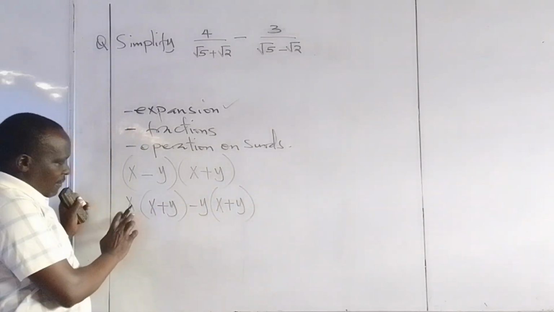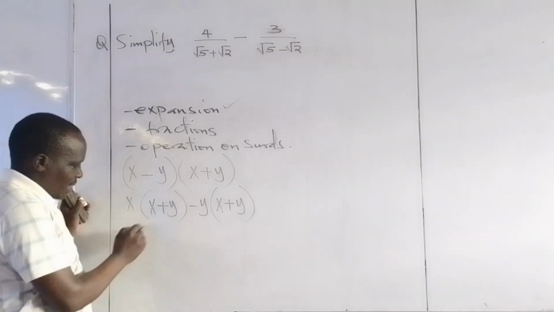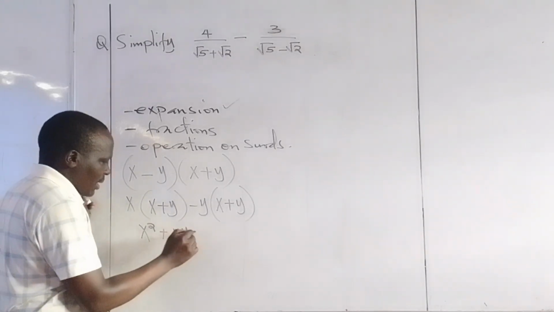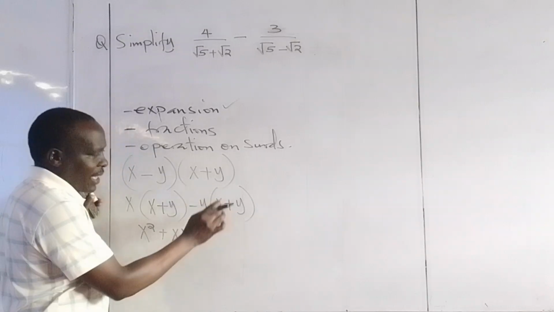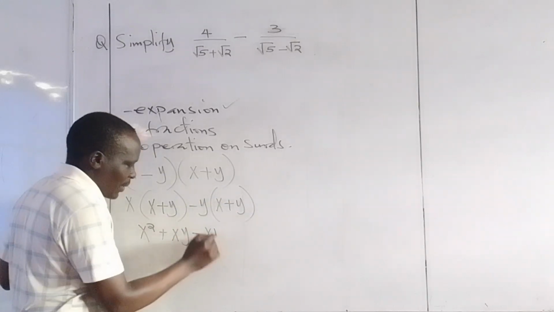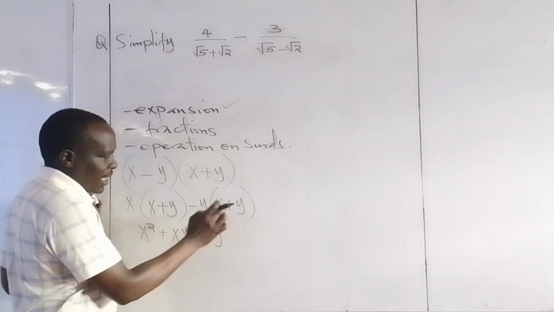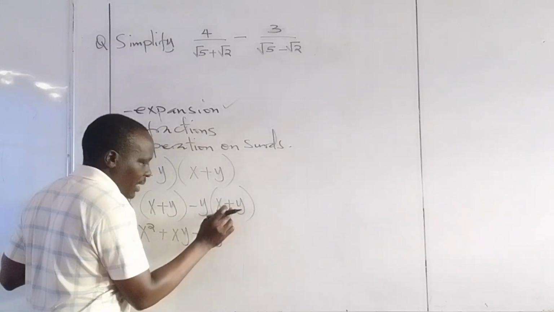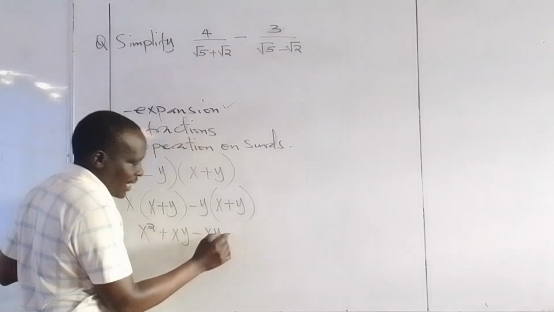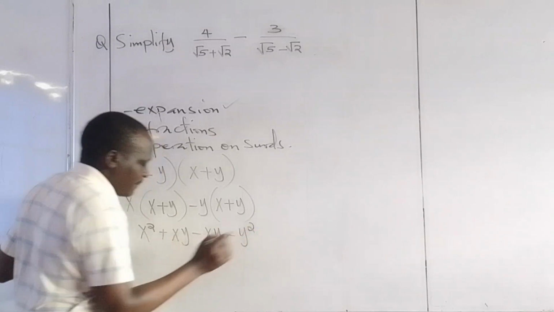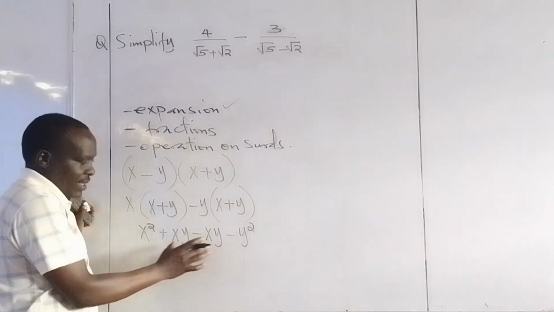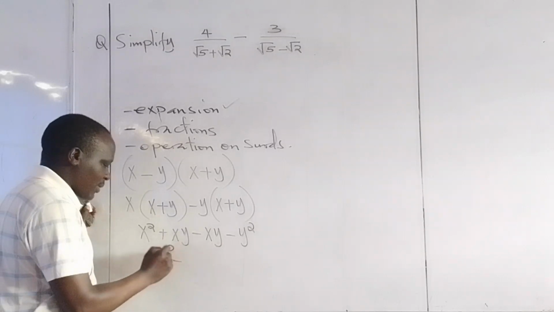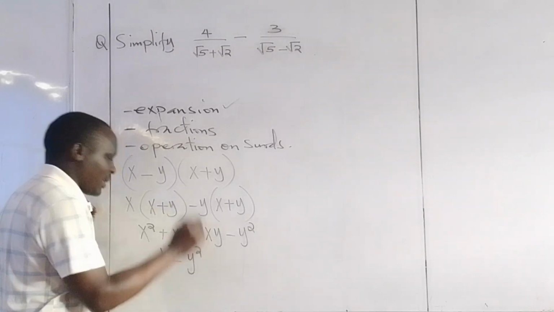Then from there we have x times x is x squared. X times y is xy. We have negative y times x will be negative xy. Then negative y times positive y. Negative times a positive is a negative, so it will be negative y squared. So these two, that is xy minus xy, will be 0. So we are going to remain with x squared minus y squared.